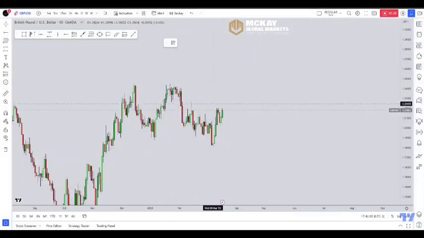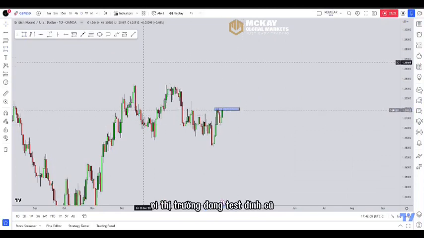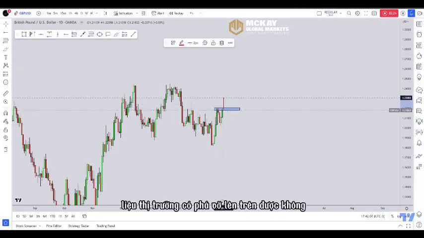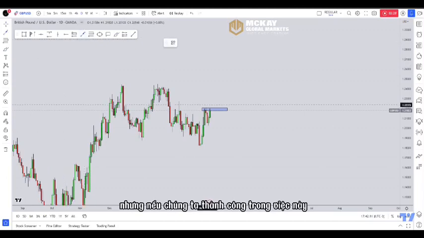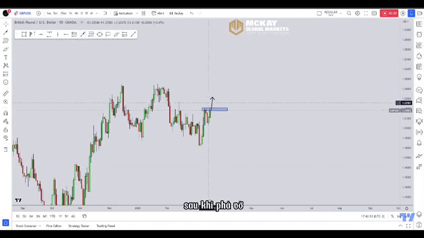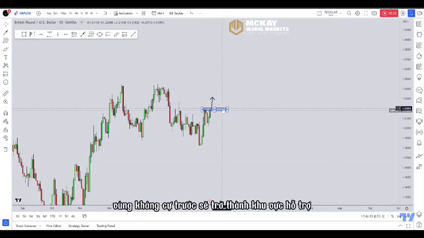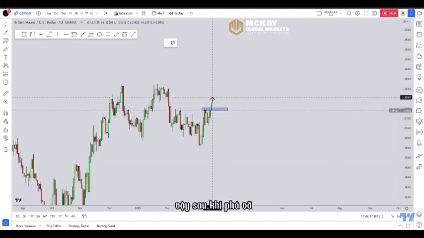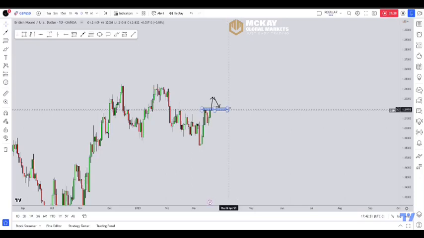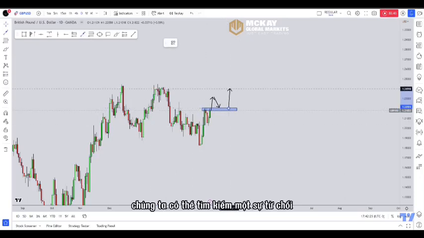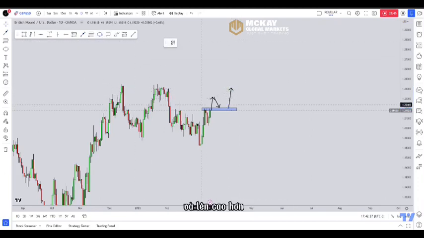This means that since the market is currently testing the previous high, we don't know if the market will manage to break above it. But if we actually get a successful break above this resistance, after the break, this previous resistance would become support. So after the break, if we get a retest of this previous resistance turn support, this would be a quite interesting area inside of which we could be looking for a potential rejection to the upside.